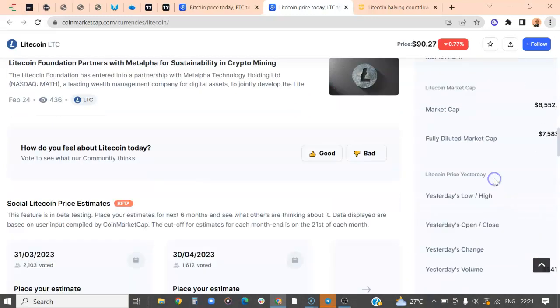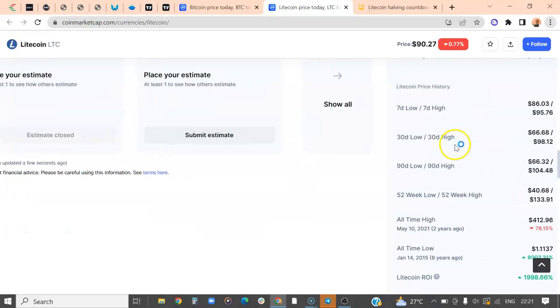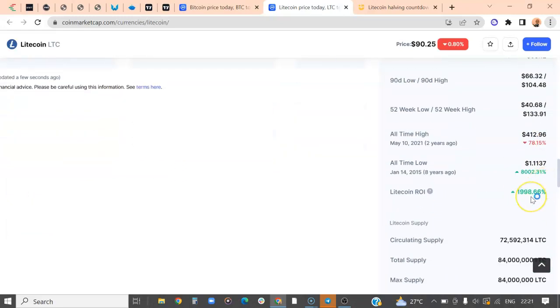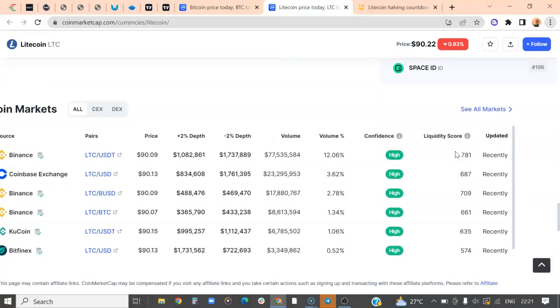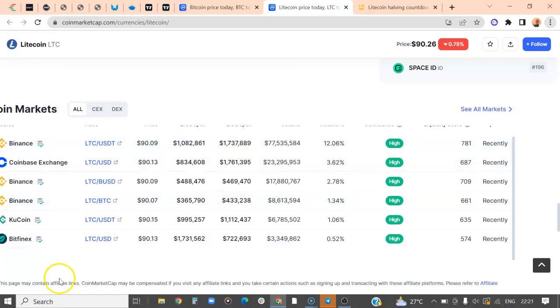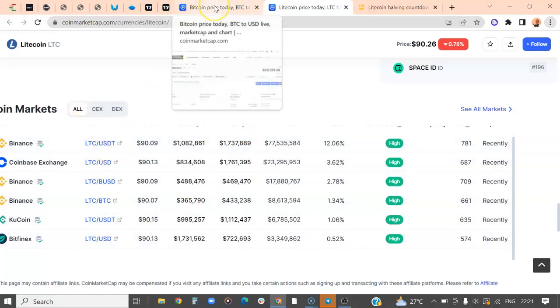If you look at the all-time low, the all-time low for Litecoin was 1.1. That was several years ago, in 2015. The 52 weeks low was $40, and the 52 weeks high was $133. So it's really a nice coin to trade, if you know what you're doing. It is on all the biggest exchanges you can ever think of. Litecoin is there, and it's also traded on OB. So if you want to trade it live on OB, it is possible.